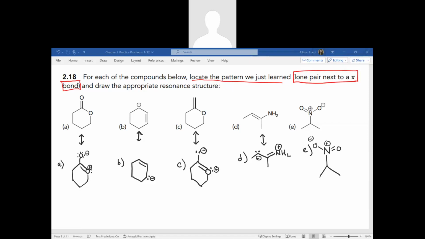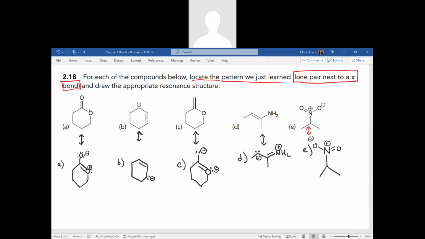So each of these molecules here, A through E, will have this pattern, this lone pair next to a pi bond, and then we'll draw the curved arrows, and we'll take a look at the resultant resonance structure that I already have drawn down here. Oh, we forgot the arrow here for this one. So let's take a look at A.